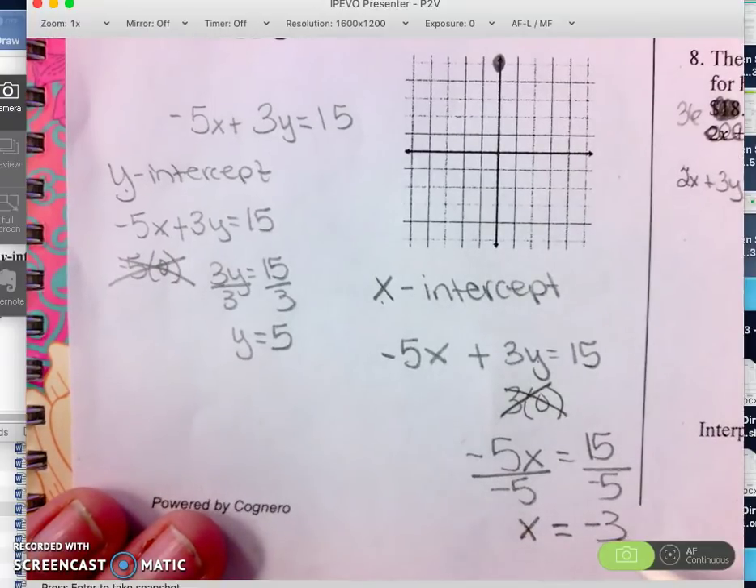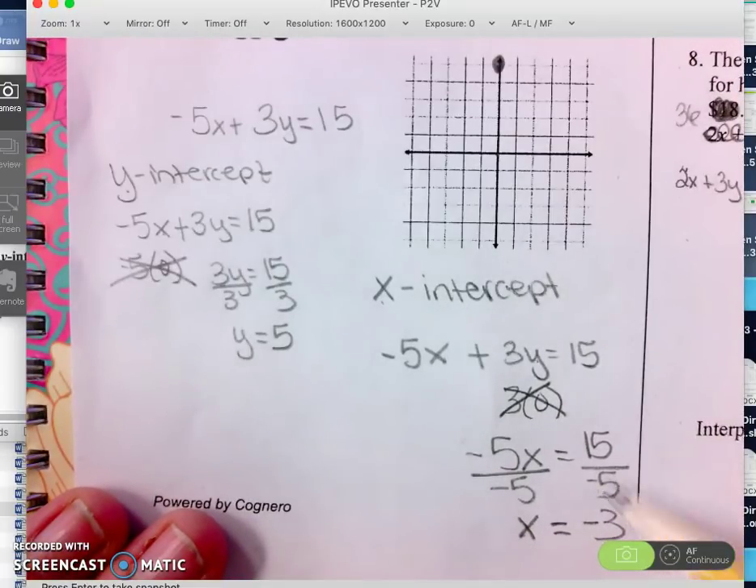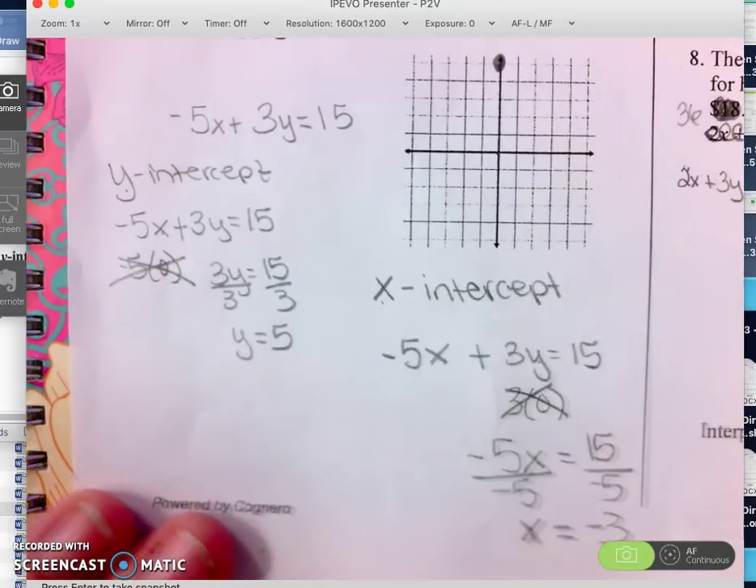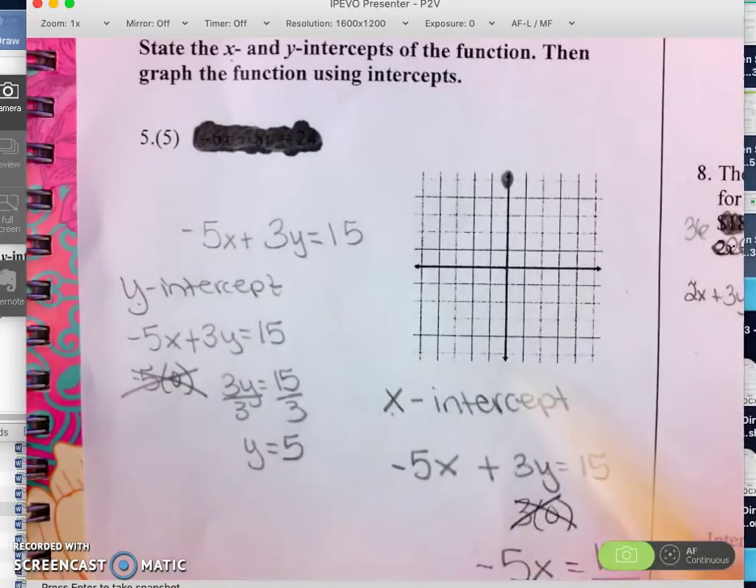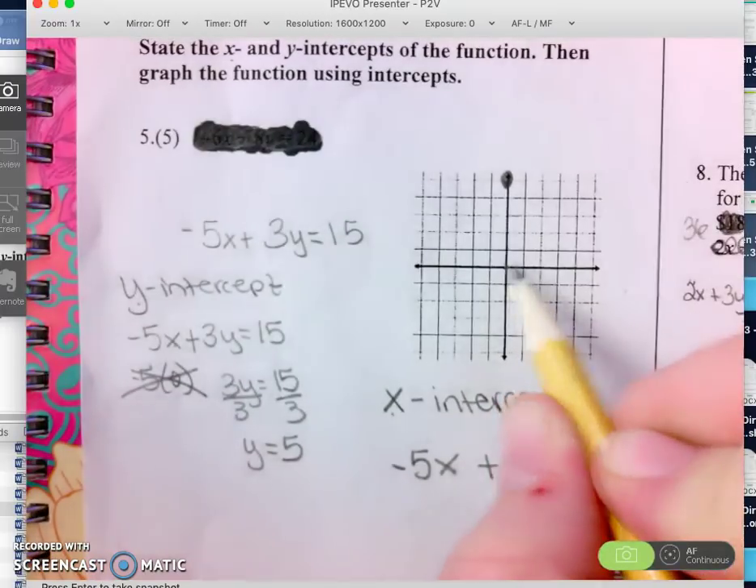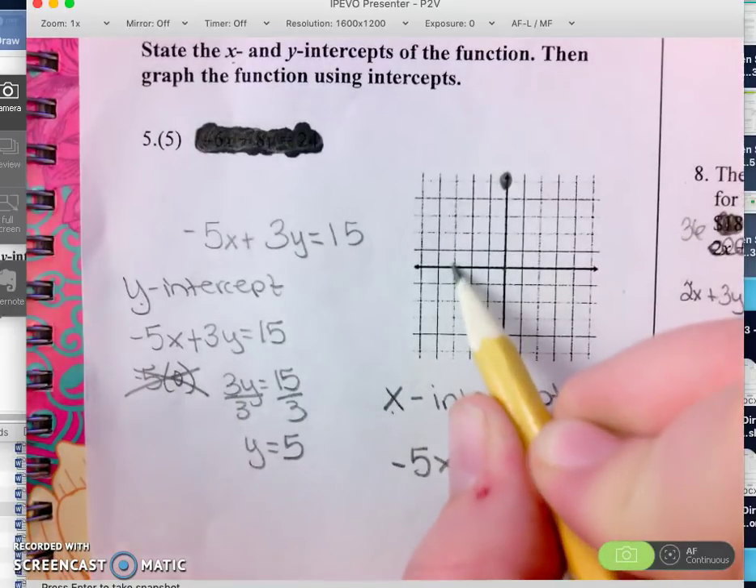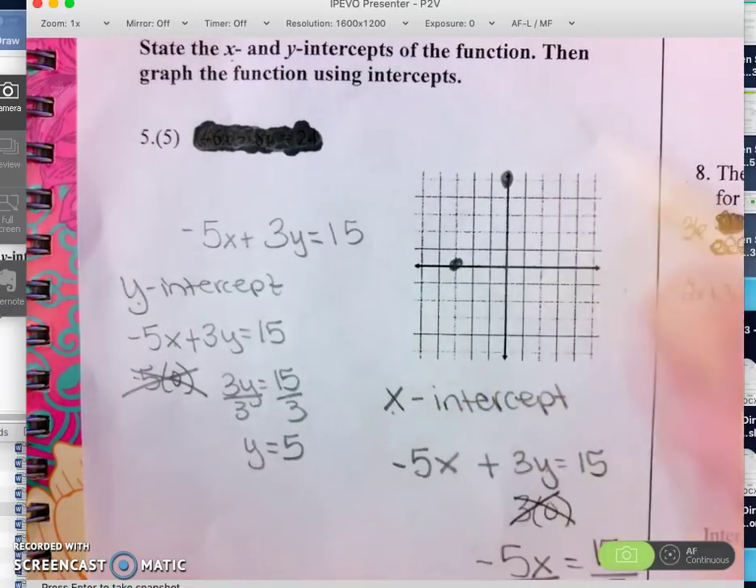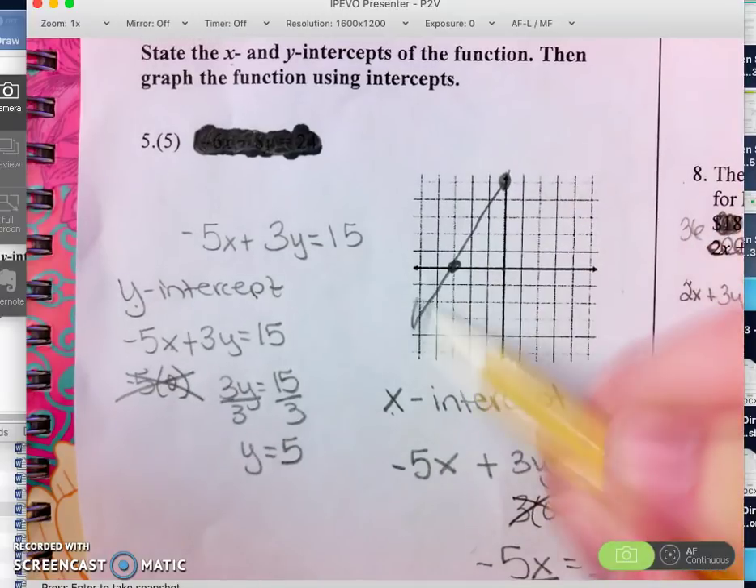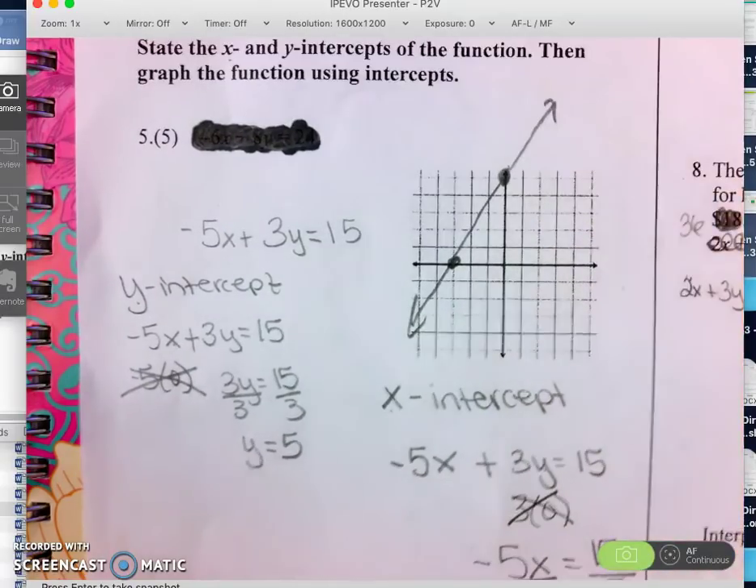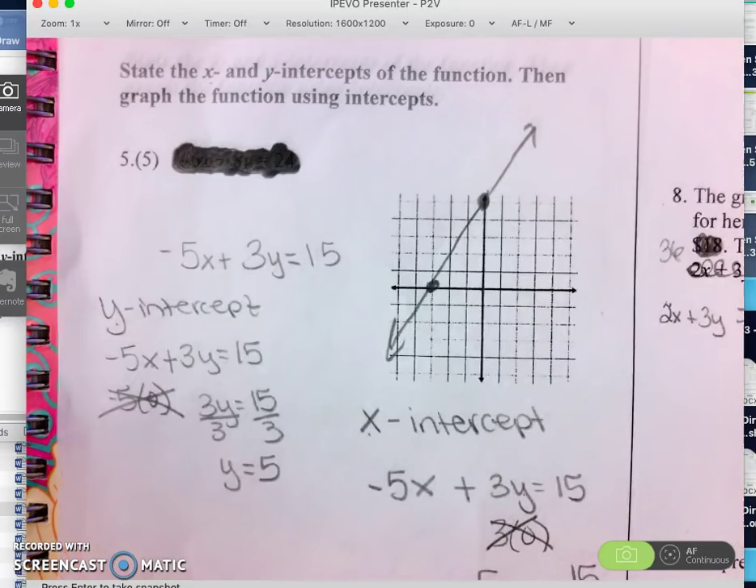And this negative 3 is because only one of these numbers is negative. 15 divided by 5 is 3. Okay, so my x-intercept is negative 3, so I'm going to start again at my origin, and I go to the left, 1, 2, 3. That's where my line crosses my x-axis. And then I can draw a straight line between the two.